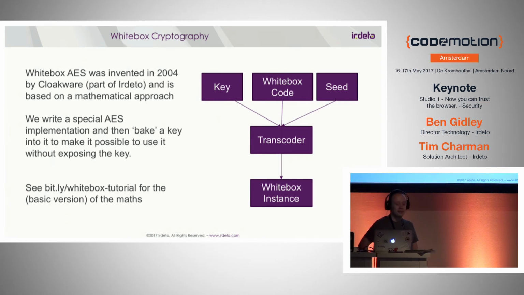The end result of this is you can create an AES implementation by combining a key, a whitebox library, a seed, which is a random number we change every time you use it, put it through a tool called a transcoder, and you get out a compiled blob of code in C or JavaScript that you can then use to do AES. And it doesn't expose the key. That's really useful because that gives us a route to secure things from.